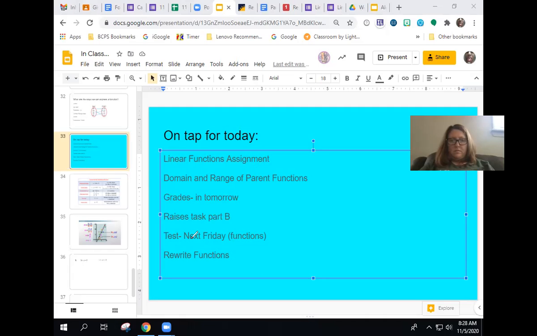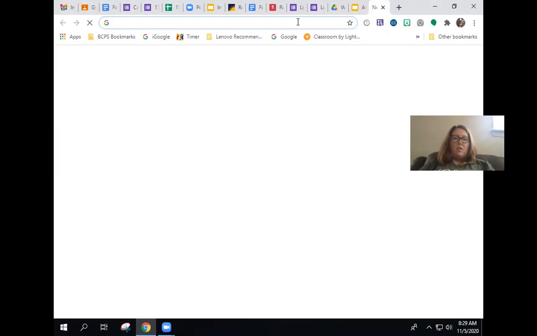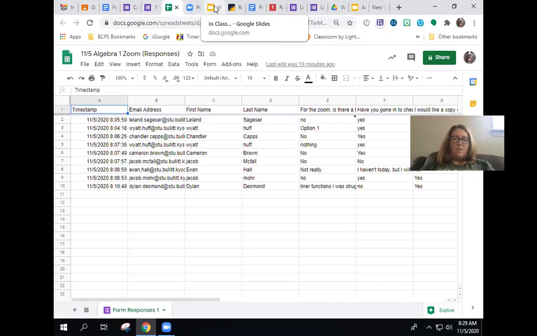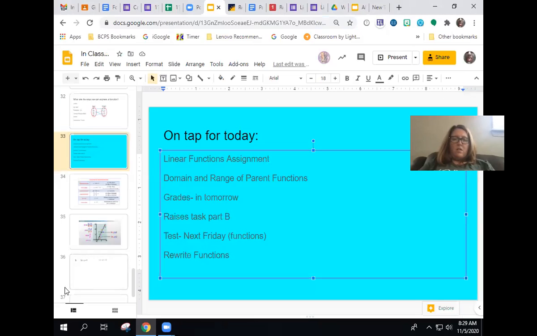So I know we've covered everything, but I don't believe we've got it. Like, you're gonna have to know when to use the vertical line test. You're gonna have to know how to map functions. You should definitely know function notation, okay? And it's even gonna be here. Last thing is rewrite functions.